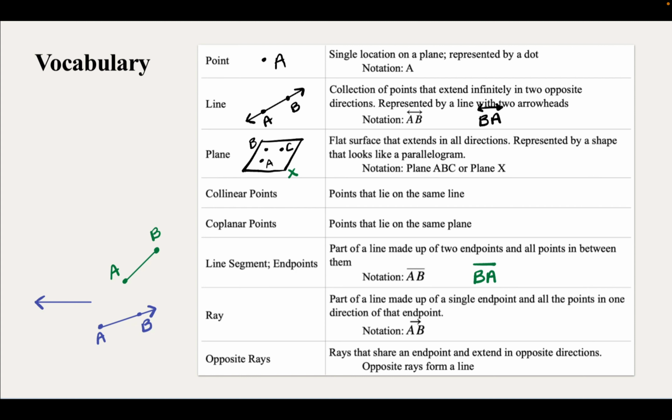And the last one, opposite rays. Rays that share an endpoint and extend in opposite directions. So if I were to take this ray and extend it, what would that make? That would make a line. So opposite rays will always form a line.